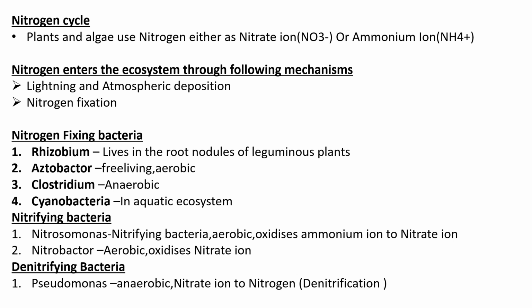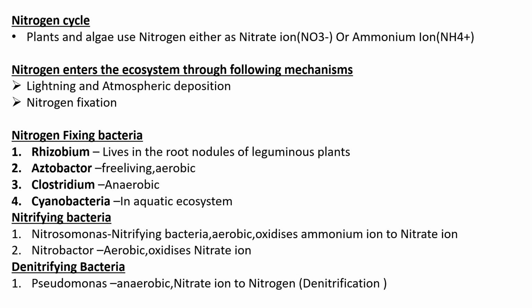During lightning, the nitrogen combines with oxygen and hydrogen of water molecules to form nitrate and ammonium ions. These nitrates and ammonium ions reach the Earth's surface along with rain, snow, or fog.